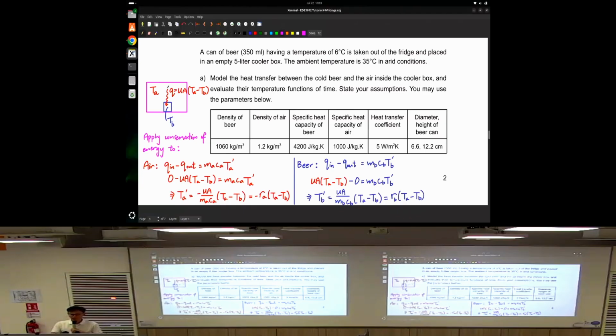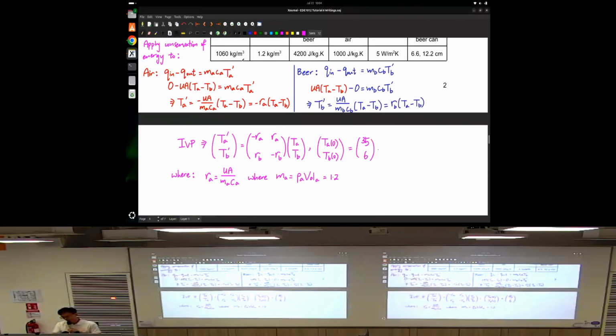Agree or not? Because that is the remaining volume of the air. But then the cooler box, you can see that they only give you the height and diameter of the beer can, which means that you can calculate the volume of the beer can. Then this cooler box, you have to take it to be 5 liter. So therefore, it must be 1.2 multiplied by the volume of box minus volume of beer.